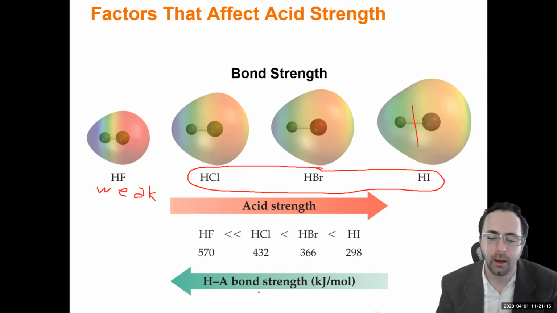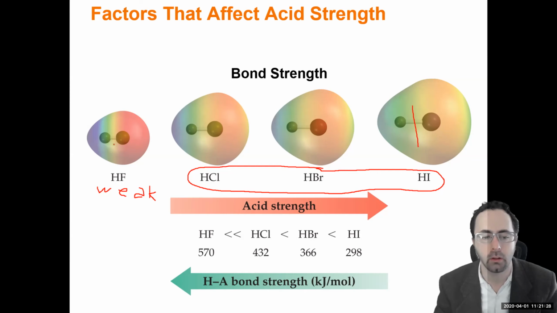Okay, so yeah, these bonds are easier to break because they're longer. Easier to karate chop the long bond. This one has the shortest bond. It's hardest to break. So that means that the HF is weaker than the rest of the hydrohalic acids.